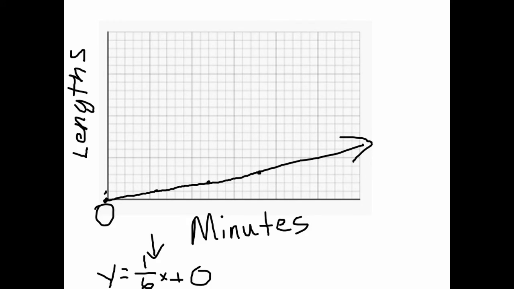Now, my last thing I need to do here is identify what my rate of change was and also my initial value. Well, if I look at my equation, y equals 1/6 x plus 0. 0 is going to be my initial value. That's my starting point, or my y-intercept. And 1/6 will be my rate of change.